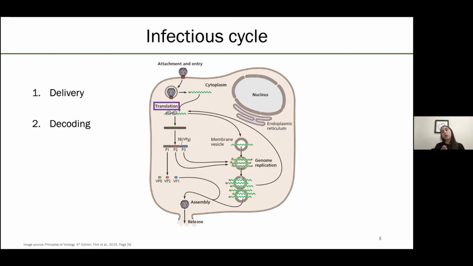And that's what we call translation. So in translation, the virus has the message, and that message is produced into proteins. Once those proteins are produced, then the virus replicates its genome and then assembles new capsids and new viral particles that are later released to infect another host.